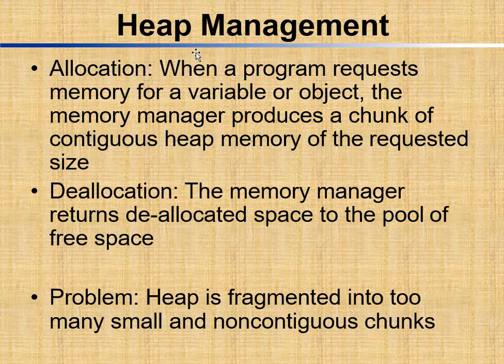Allocation: in heap management, when a program requests memory for a variable or object, the memory manager produces a chunk of contiguous heap memory of the requested size. In deallocation, the memory manager returns the deallocated space to the pool of free space. One problem with the heap is that it is fragmented into too many small, non-contiguous chunks.